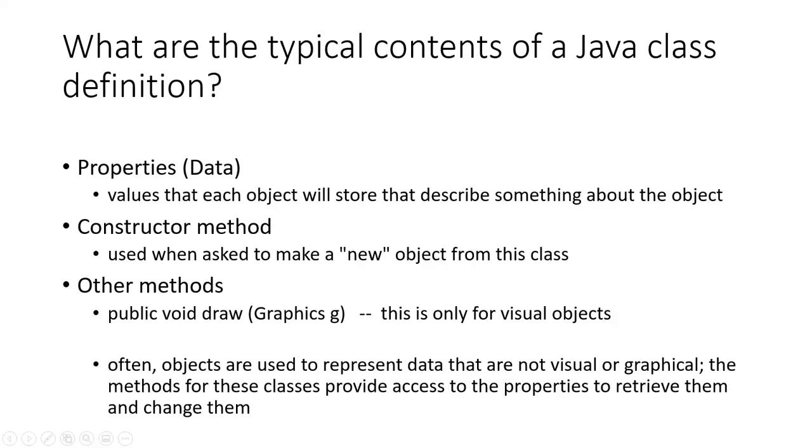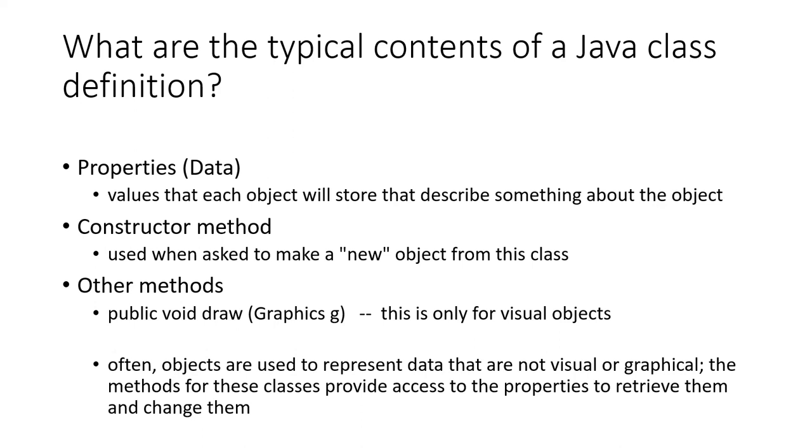Okay, so remember, I think we talked about this before in a previous video. What is contained in a Java class definition? What are the typical contents? Okay, well, three major things: the properties, the constructor method, and then other methods. So the properties, or the data that each object will contain, these are values that each object will store describing something about the object, a property of the object.